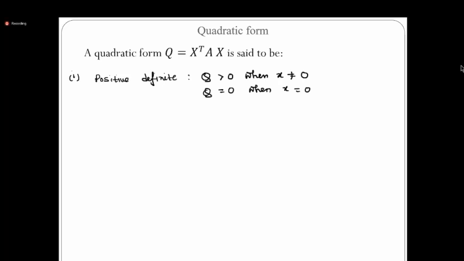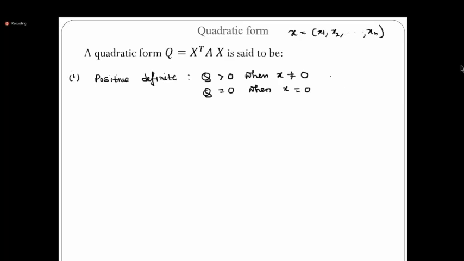And the first property we have discussed is when a quadratic form is said to be positive definite. It will be called positive definite if it is greater than 0 for x not equal to 0, and it is equal to 0 when x equal to 0. X basically you can consider as x1, x2, that is, an n-tuple.